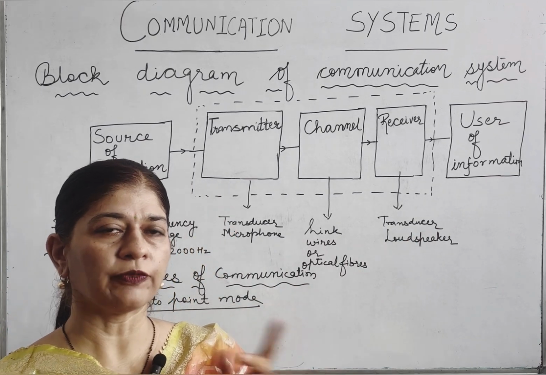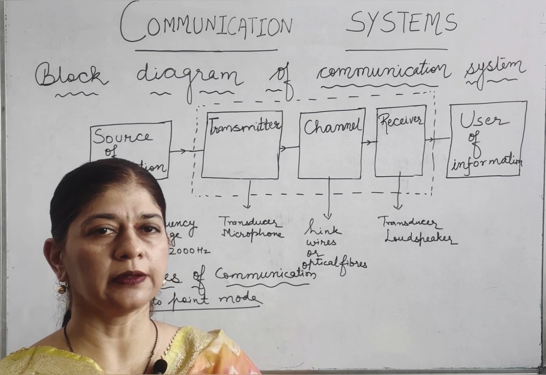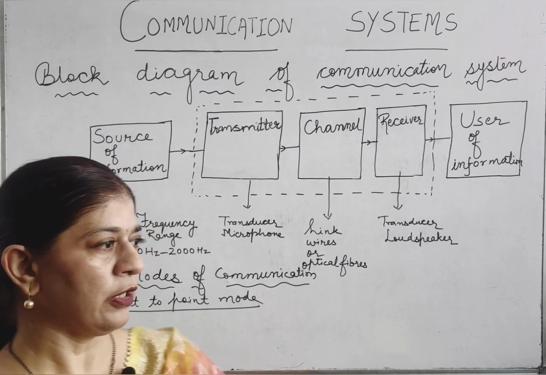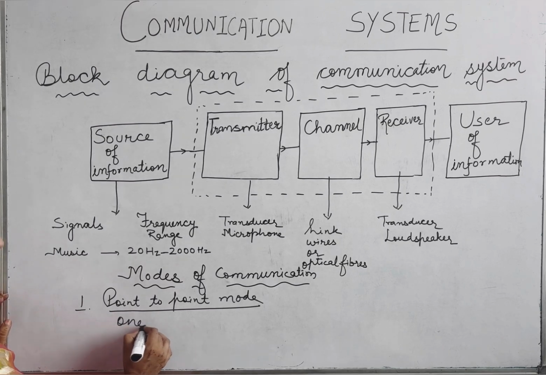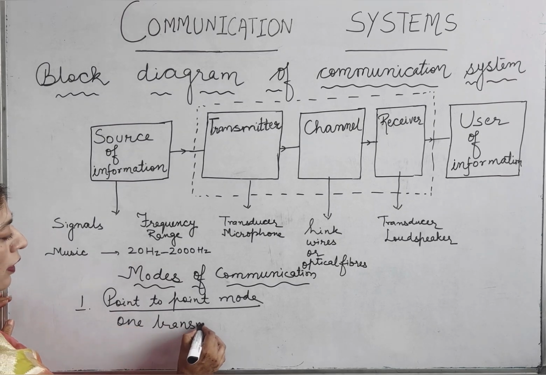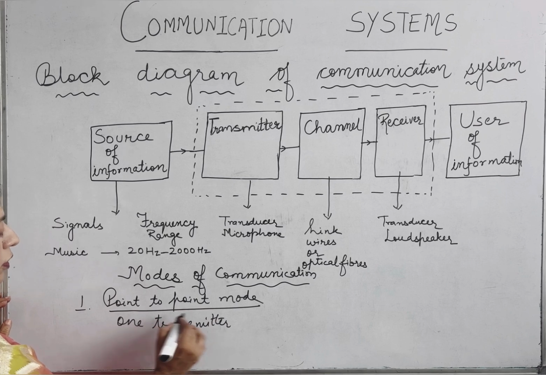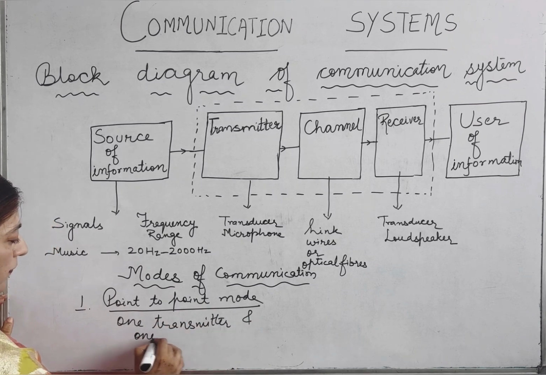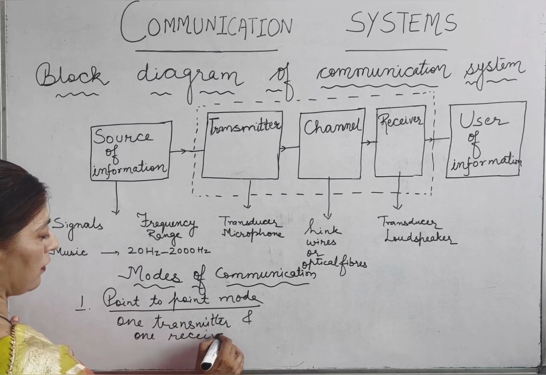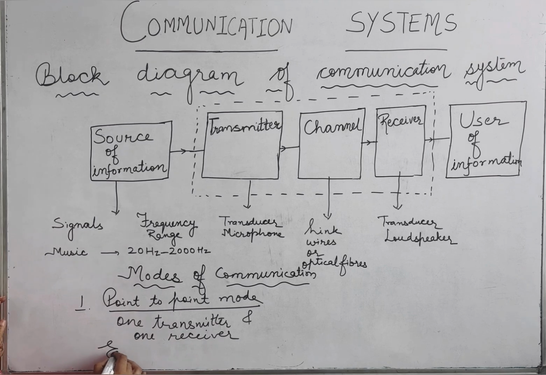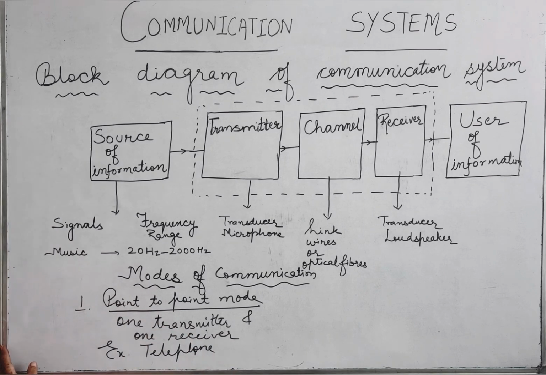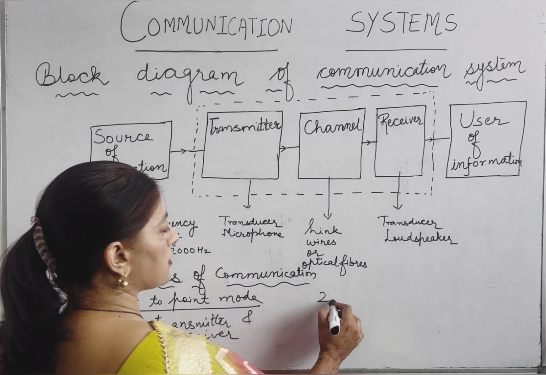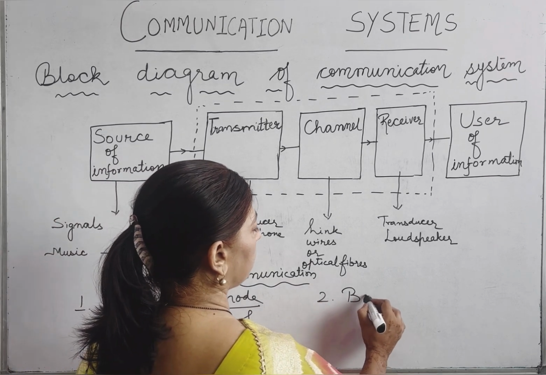When we are calling, one is the caller and the other end the person who is receiving the call. So this is the point to point communication, one transmitter and one receiver. Example is telephone. The other mode of communication is broadcast mode.